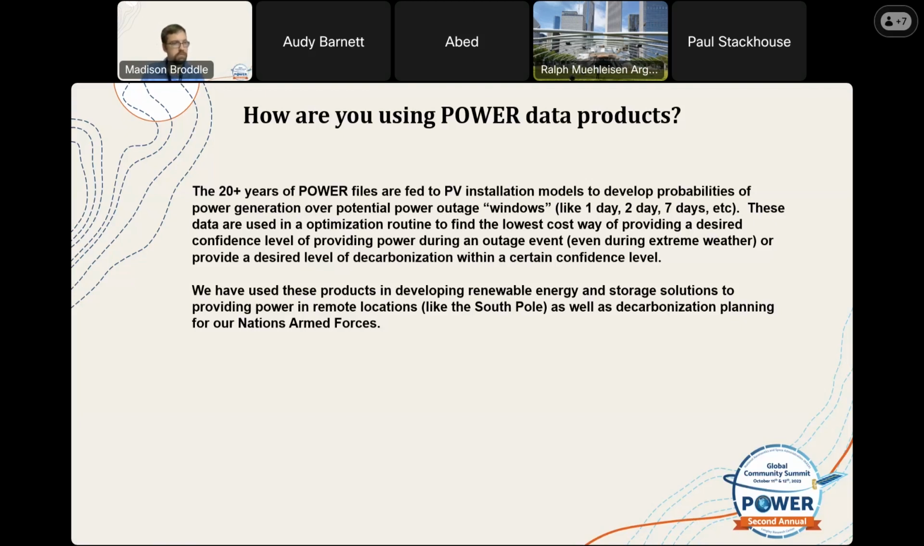So the idea here is we look at 20 years of data that comes from the power files, continuous hourly data, to develop a statistical database of the probable power generation over windows of maybe a day, over 3 days, over 5 days, over 7 days. That tells us how much solar we would be able to get to provide energy. And then we can use a combination of sizing solar at a cost and sizing the storage at a different cost to optimize the problem for whoever we're working with.